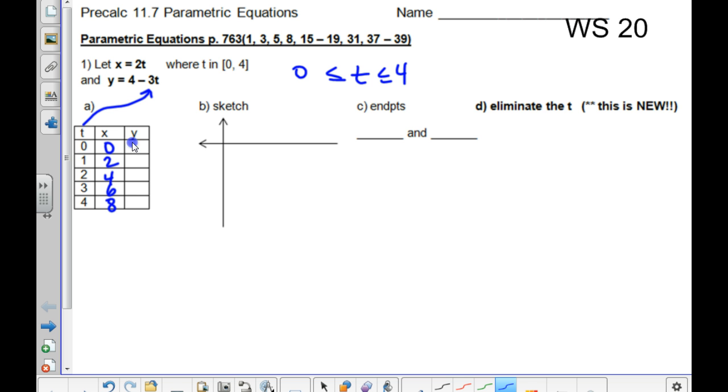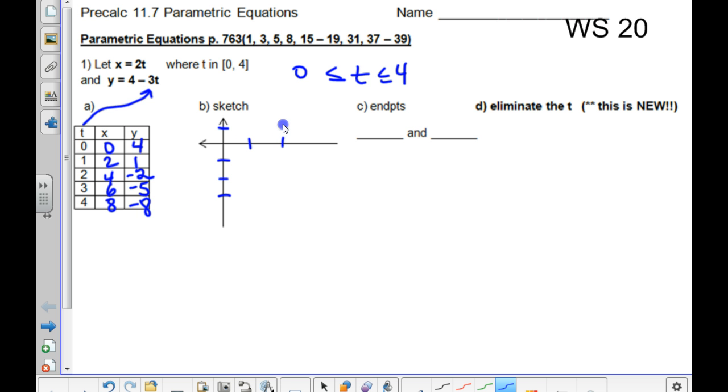So 4 minus 3 times 0 is 4. 4 minus 3 times 1 is 1. 4 minus 3 times 2 would be negative 2. 4 minus 3 times 3? Negative 5. And then 4 minus 12 would be negative 8. I think I made my little scale like 4 here or something, just so that it kind of fit.